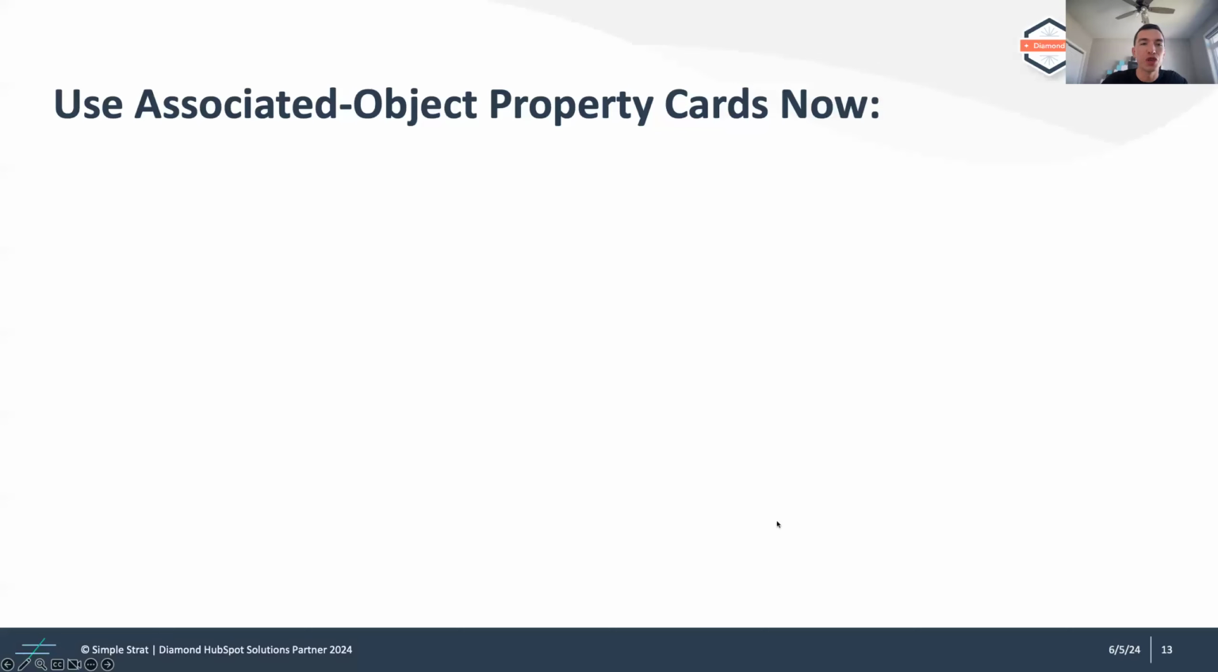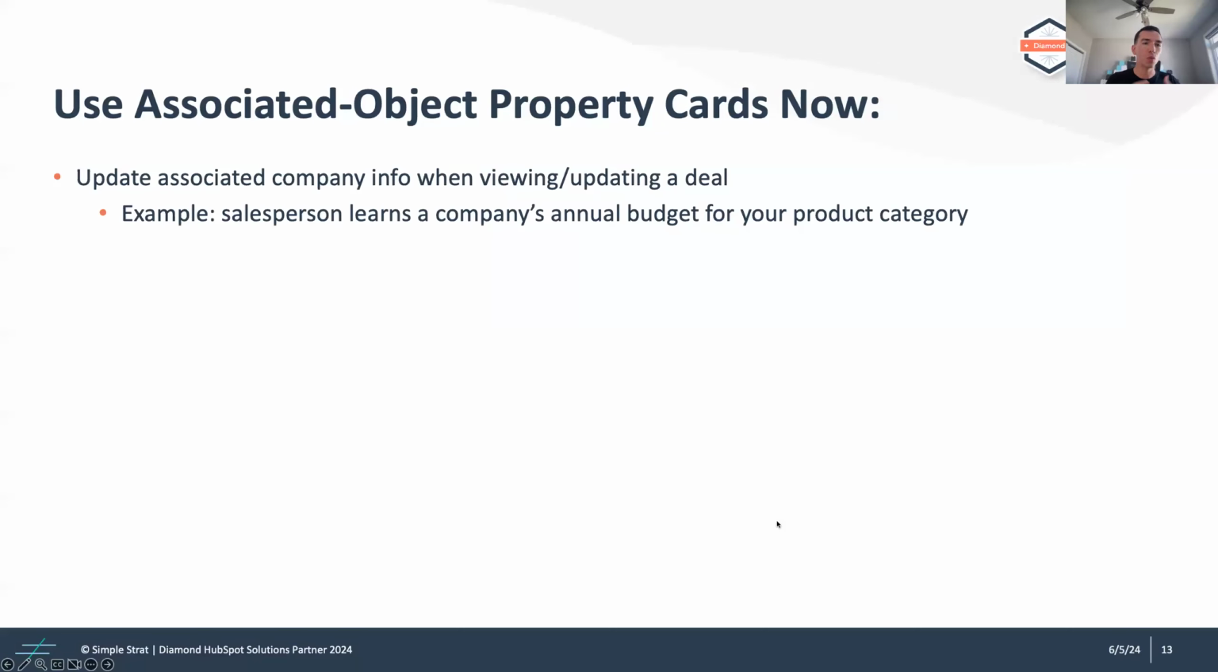So let's go through a few of them. One of them might be that you want to update an associated company when you're looking at a deal. Let's say a salesperson is on a call or at a meeting and they're in the deal record updating some things or taking some notes. While they're there, they learn what a company's annual budget for your product category is, and that annual budget lives on the company record. If they had that displayed on this card, they could see it if they already knew it. But once they learn it, they could also just edit that property right there without having to navigate over to the company and find that property.